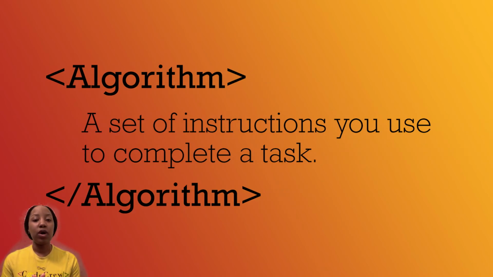Hi everyone, my name is Brittany Smith. I'm one of the CodeCrew CAs, and today's unplugged activity is going to be about algorithms. What's an algorithm? An algorithm is a set of instructions that you use to complete a task. Simple tasks such as your daily morning routine for going to school or work consist of smaller tasks like brushing your teeth, grooming your hair, and putting on your attire.